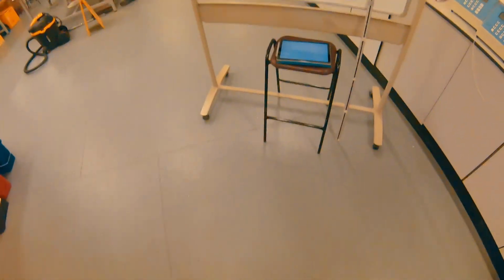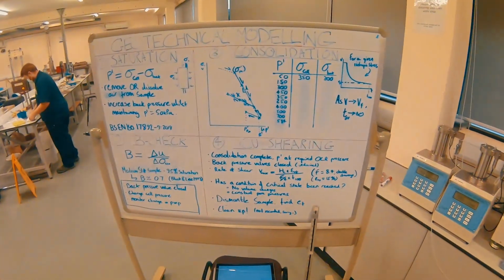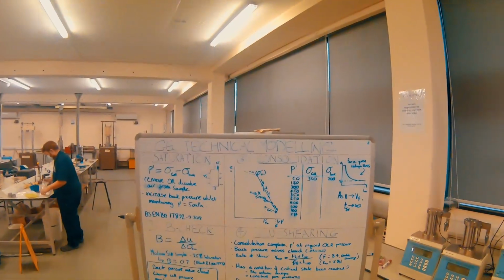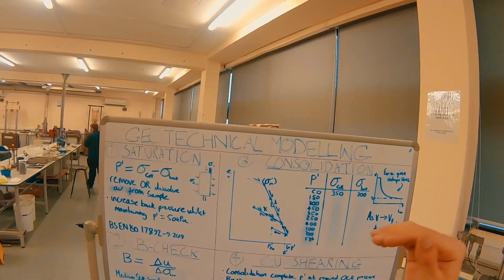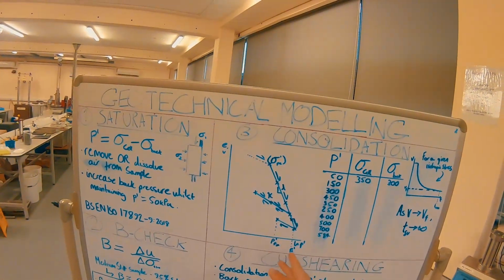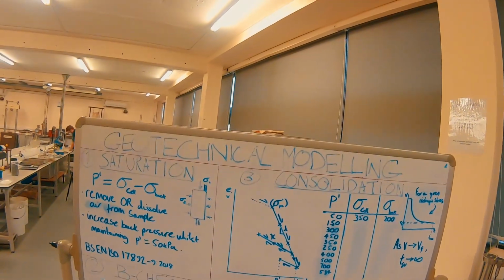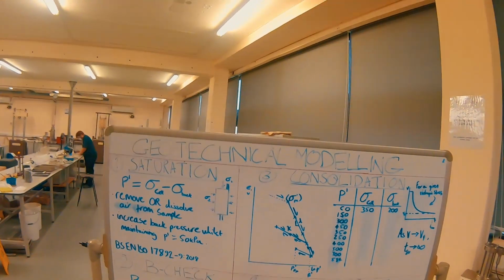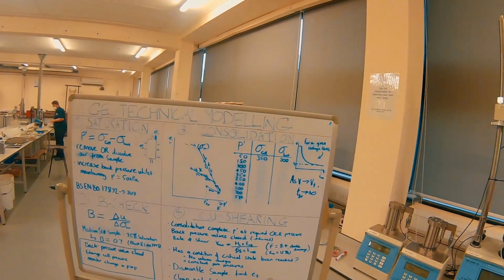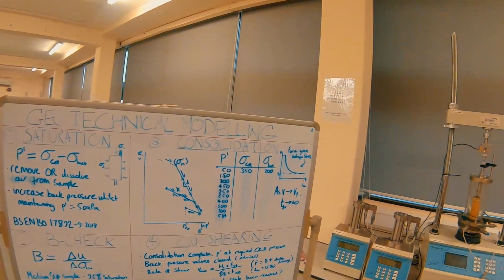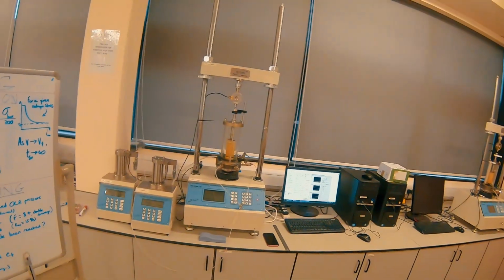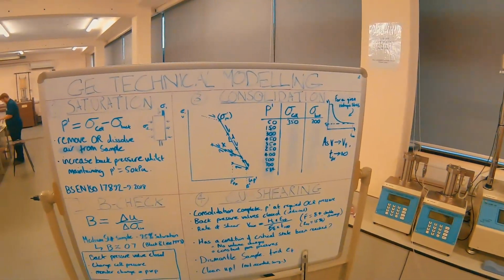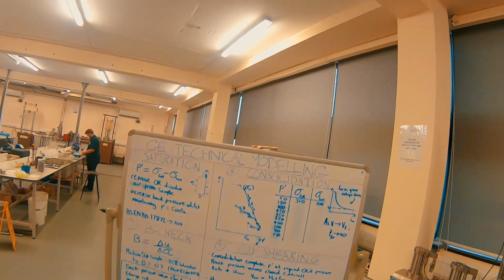So, let's start with the Geotechnical Modelling board that I've drawn up here. For consolidation, this graph in front of us is the fundamental thing we need to consider when we're planning out our consolidation, using the pressure flows from the cell pressure and the back pressure controlled by the controlling software to create our test plan.